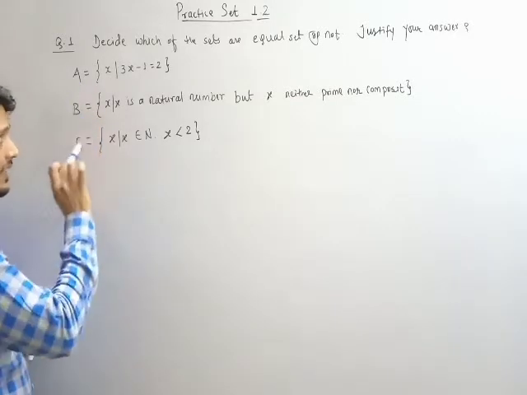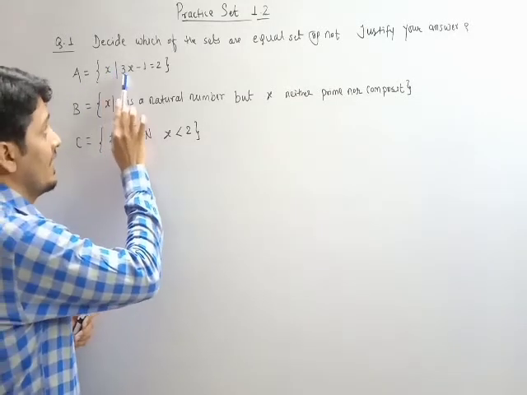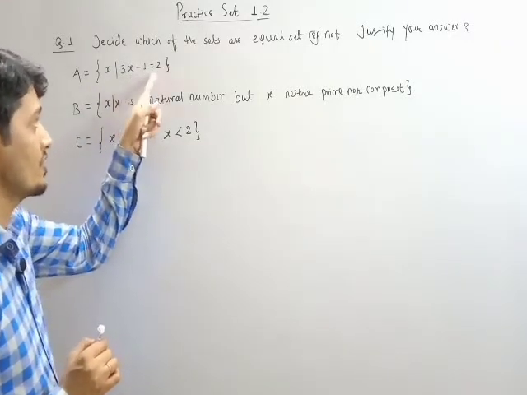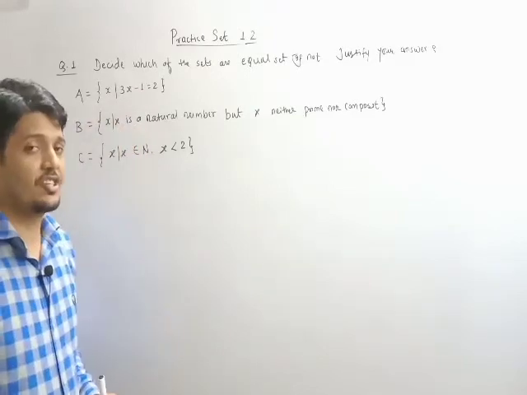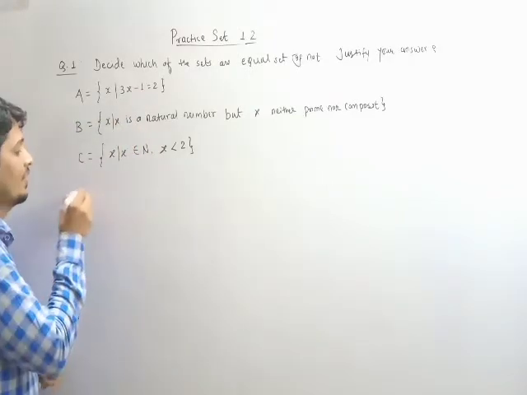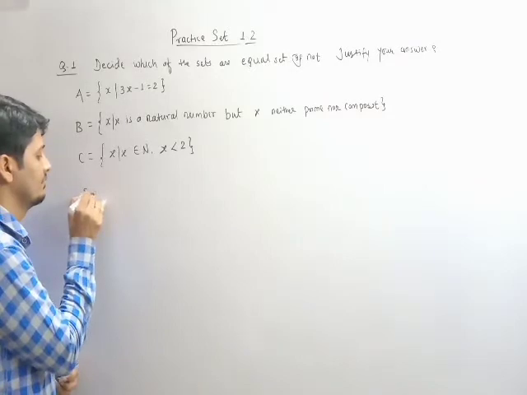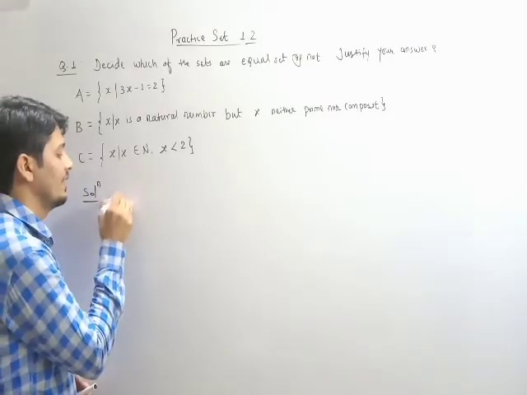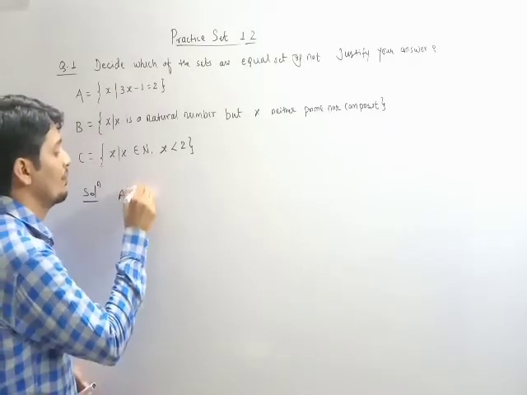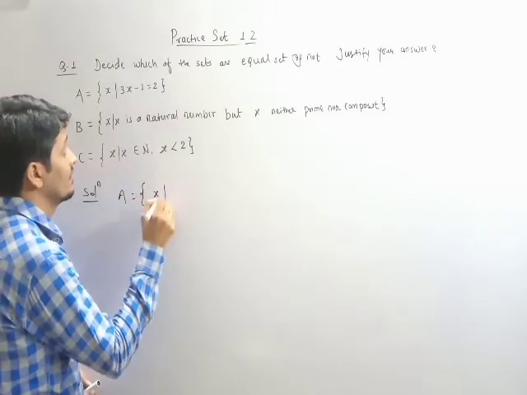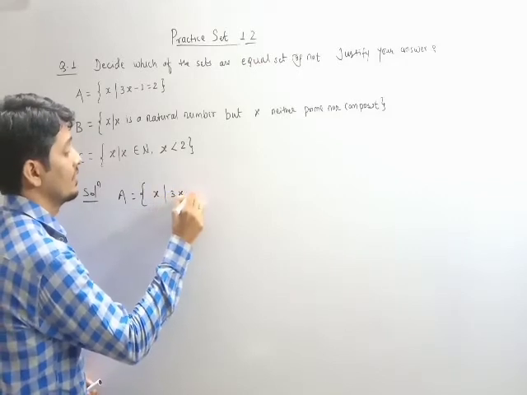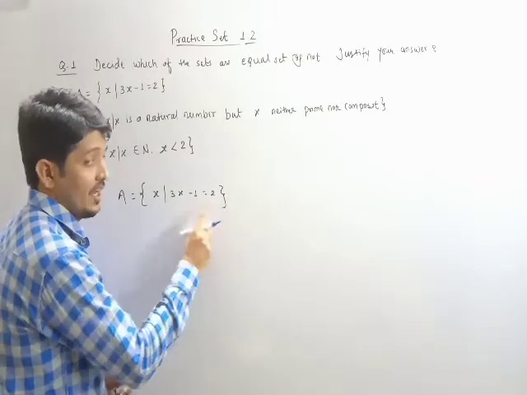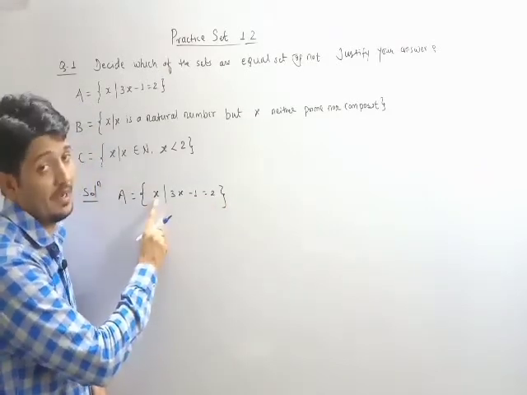The set A says x such that 3x minus 1 equals to 2. That means we have to solve this equation. So we have to solve the first set, that is A. So we are writing solution. What is set A? The set A equals to x such that 3x minus 1 equals to 2. So we have to solve this equation and we have to calculate the value of variable x.